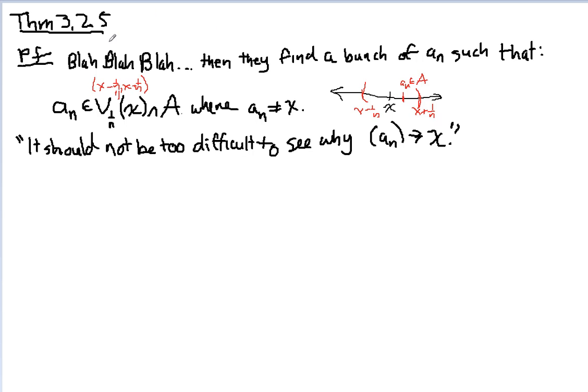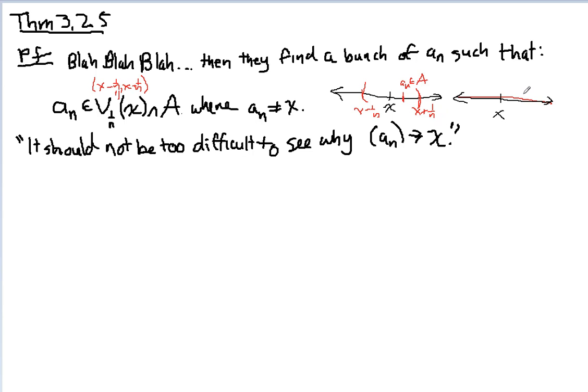I'm skipping over how they found these a sub n because that wasn't the question. But once you have these a sub n, and maybe it's worth pointing out that that's for a fixed n, I want it to be black. So I'm just going to draw over it because I'm too lazy to erase it. Okay, so 1 over n, great.